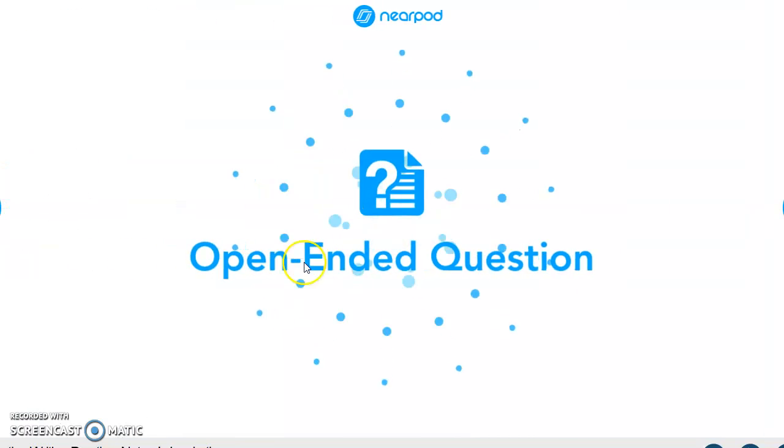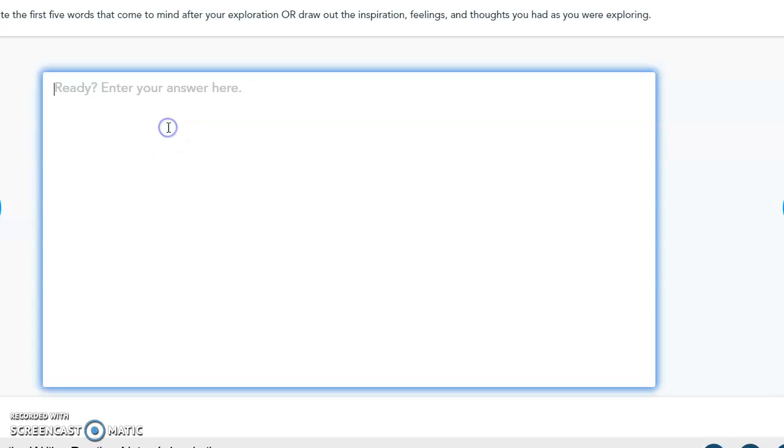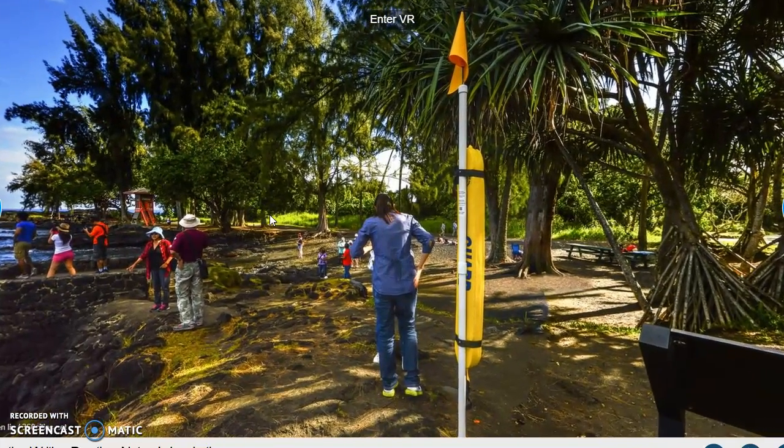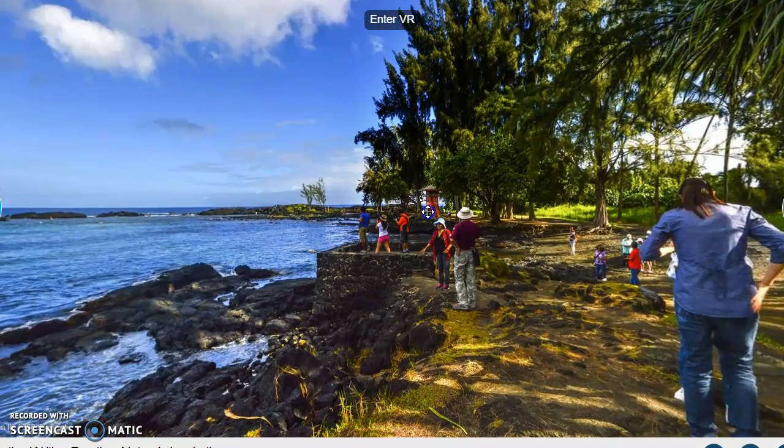questions, okay? But what you need to do is type directly in here. So it says here, write the first 5 words that come to mind after your exploration, or draw out the inspiration, feelings, or thoughts you had as you were exploring, okay? So write your thoughts, ideas that come to mind when you were looking at the virtual reality before this, okay? The first 5 words. So you just list 5 words when you see this, okay?